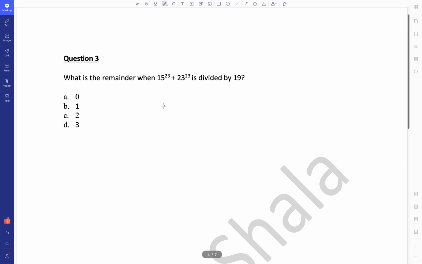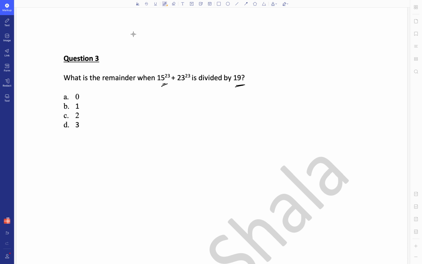Moving on to the next question. 15 raised to 23 plus 23 raised to 23 divided by 19. What is the remainder? Again, two ways to solve it. One is the conventional way which we studied in the past. One will be a kind of trick that students memorize. First of all, you ask the remainder with 19.